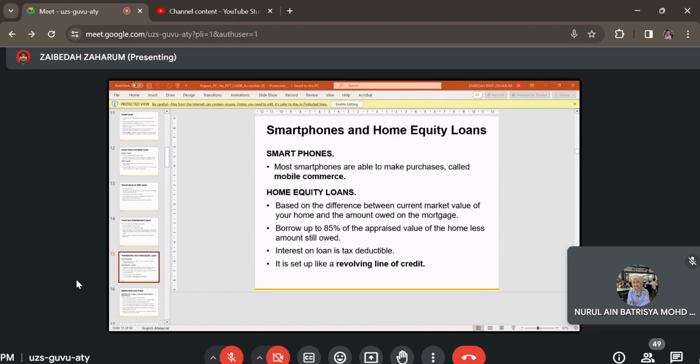So dia ibarat macam kita kata pinjaman kedua lah. Okay, the home equity tadi tu. Okay, home equity loans ni. Alright.